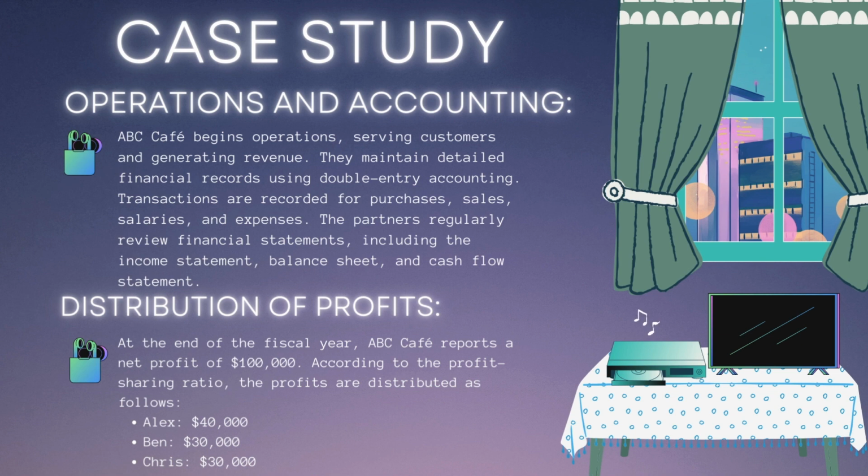Distribution of profits. At the end of the fiscal year, ABC Cafe reports a net profit of $100,000. According to the profit sharing ratio, the profits are distributed as follows. Alex, $40,000. Ben, $30,000. Chris, $30,000.